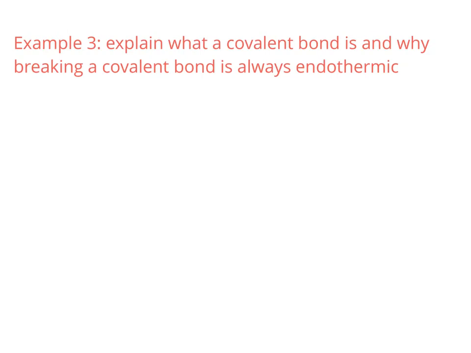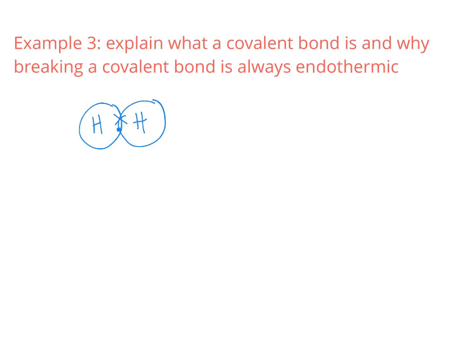Example number 3, explain what a covalent bond is and why breaking a covalent bond is always endothermic. Well, lots of people, even when they're quite a long way through their A-levels, often say that a covalent bond is the sharing of electrons. But that hasn't explained the bonding part. That hasn't explained the electrostatic attractions, because that's what all bonds are.